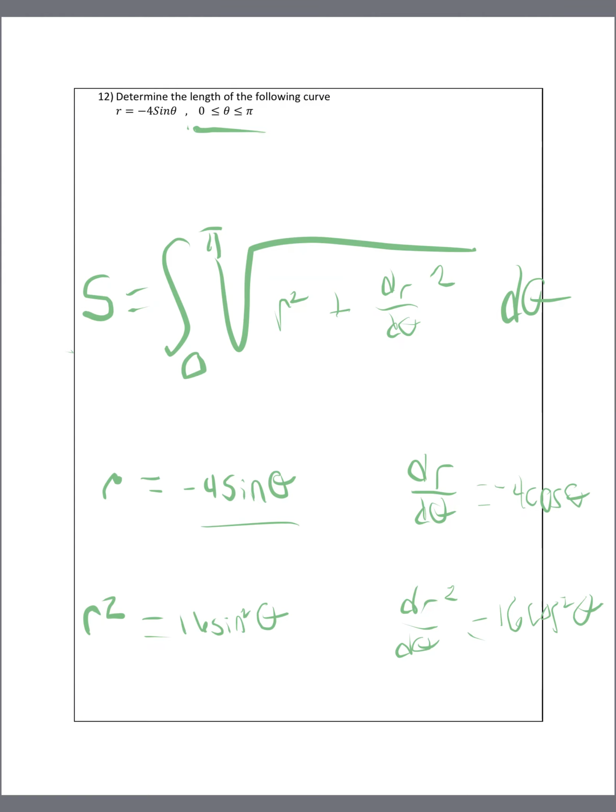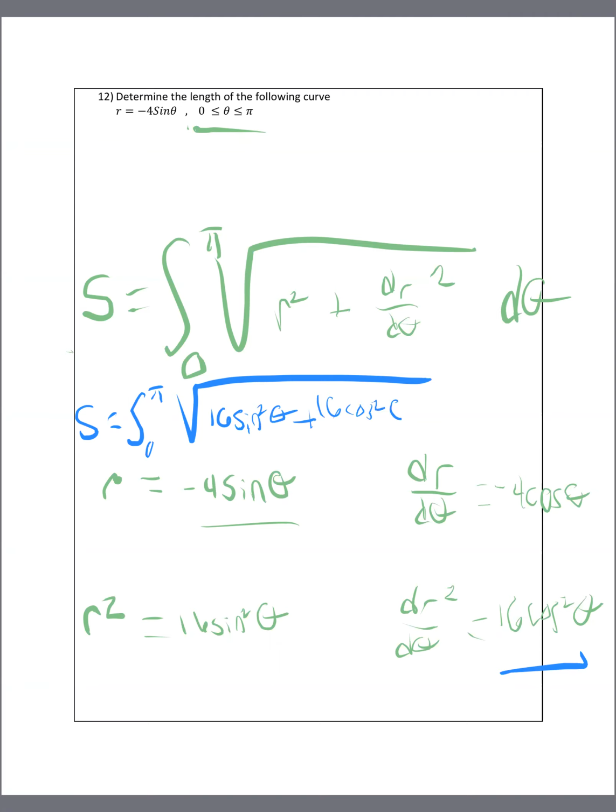So now we're going to start plugging things into this formula. Let's just plug in what we've just figured out. So it's of course the integral from 0 to pi. r squared is 16 sine squared of theta, and (dr/d theta) squared is 16 cosine squared of theta, d theta. And I don't know if you guys remember the identity. So what I'm going to do first, 16 inside a radical, I know that can be simplified because the square root of 16 is 4.